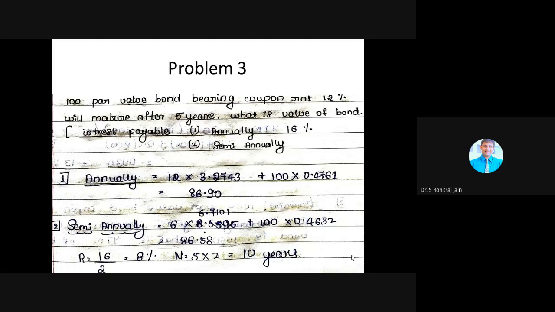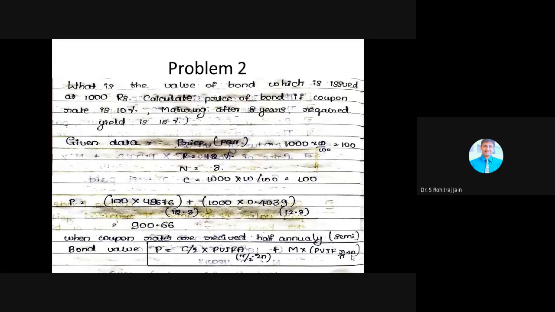Next, what is the case? Semi-annually. Please understand, students, semi-annually means the coupon interest is paid twice in a year to the bondholder. So, please see the slide here. What will be the formula for this? P is equal to C divided by 2 multiplied by PVIFA R divided by 2 comma 2N, because the number of times the interest is paid is 2 times, so it is 2N, plus M multiplied by PVIF R divided by 2 comma 2N.